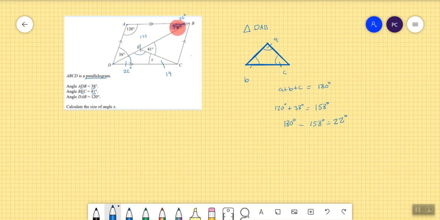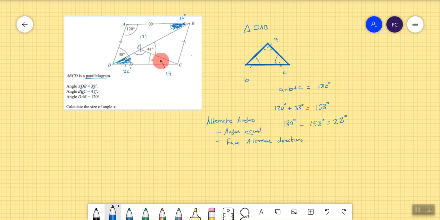Then this angle and this angle here are what are known as alternate angles. That means the angles are equal, and they face alternate directions. So this angle, for example, is facing this way, and this angle is facing this way, but nonetheless they are both equal to each other. So that's that angle.